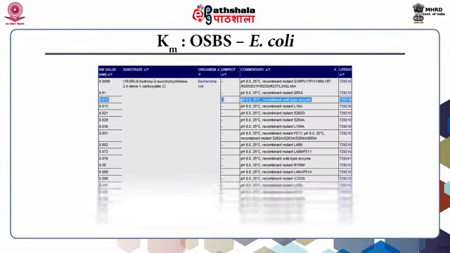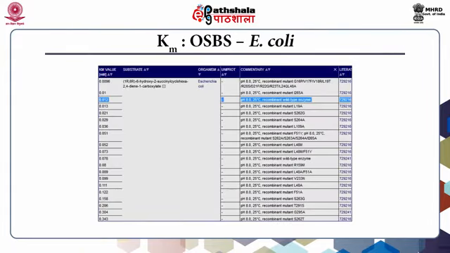Km data from E. coli reveals that there are several mutations which result in both increase and decrease in Km value. That is, the affinity of the substrate for OSBS is increased or decreased by these mutations. However, most of the mutations lead to an increase in Km value, that is reduced affinity, from 0.012 millimolar for wild type enzyme to higher numbers.